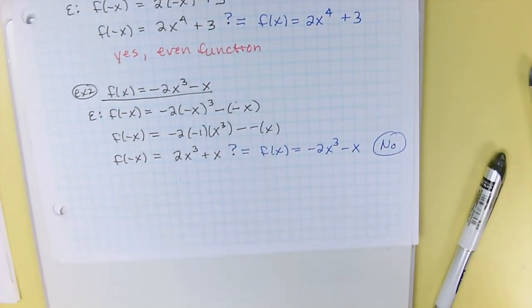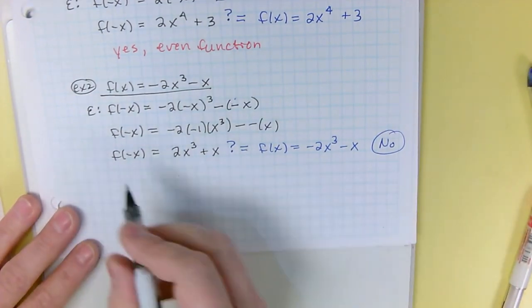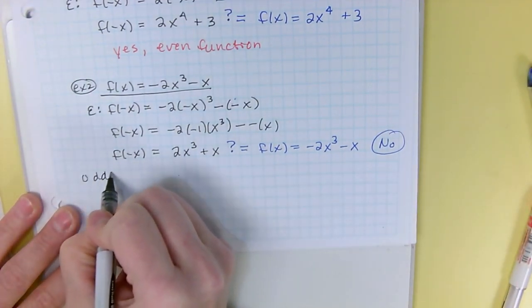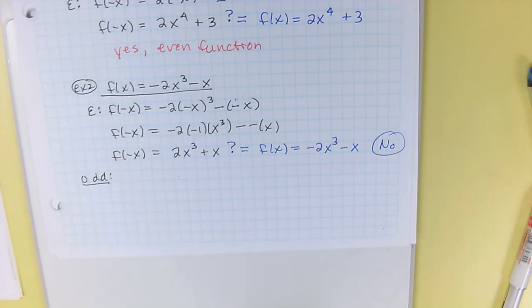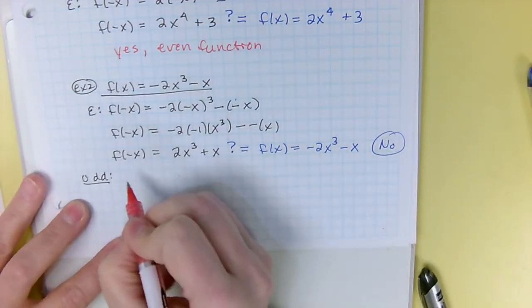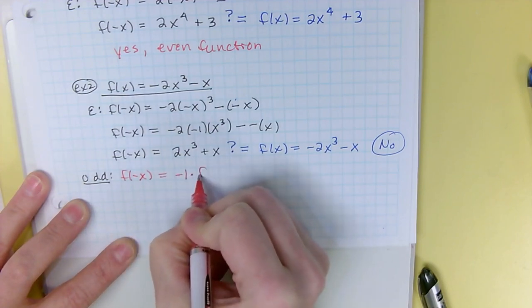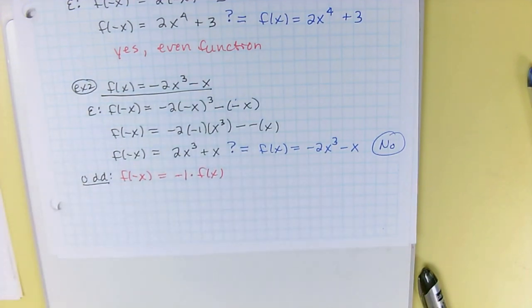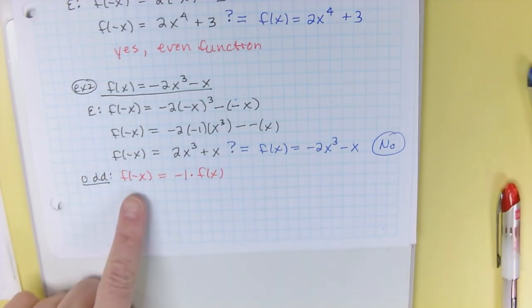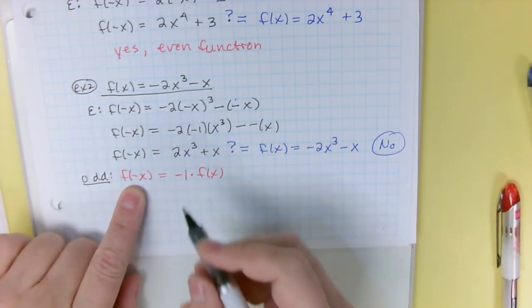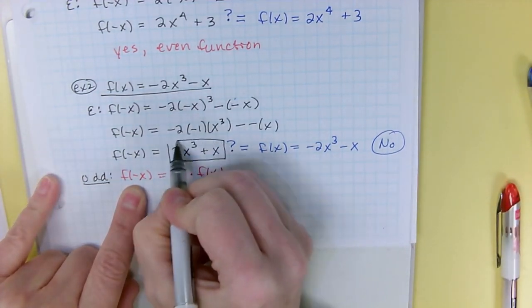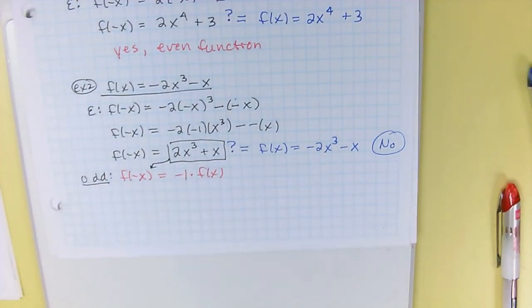Okay, so once you do the even test, it's easier then to do the odd test. So in the odd test, I'm going to write the rule here. Does f of negative x equal negative 1 times f of x? So the nice thing is if you just did the even test, we already found this, f of negative x. It's right there. So we already have that. You don't have to do it again.